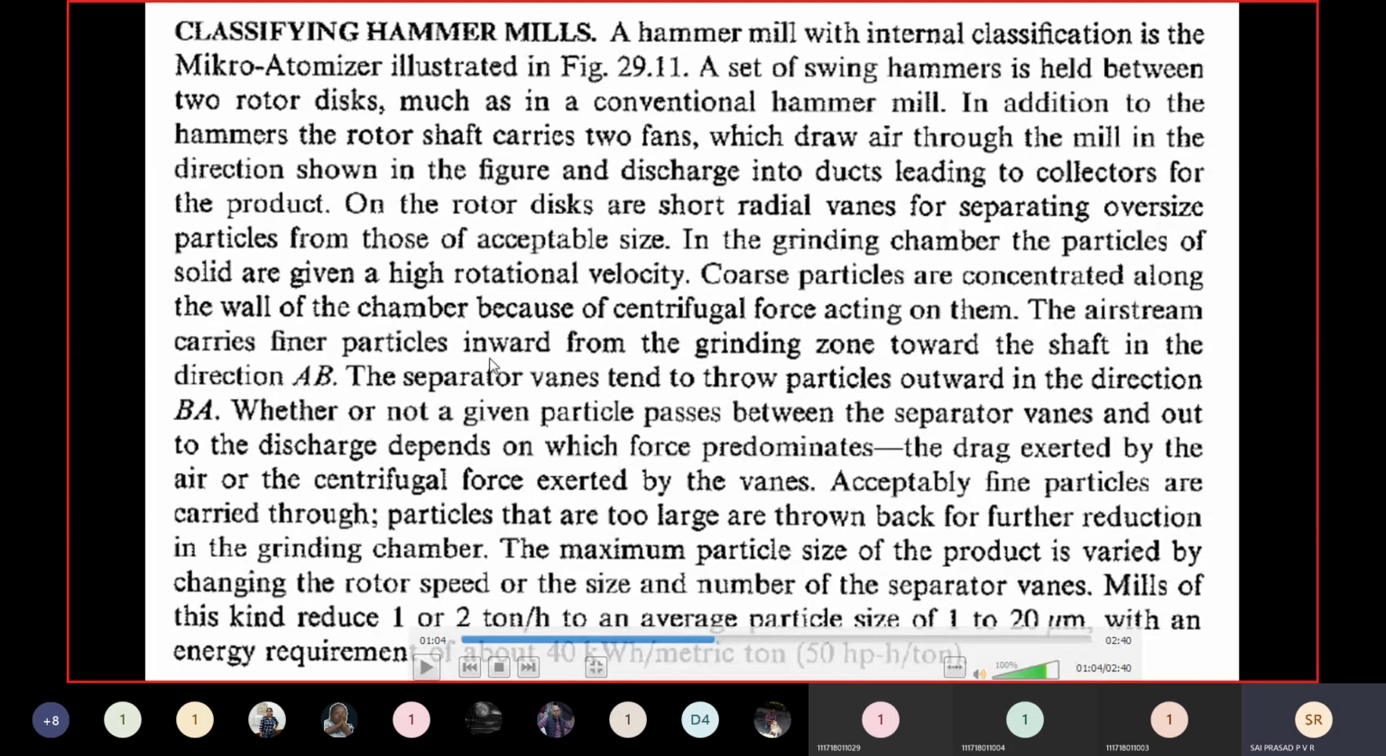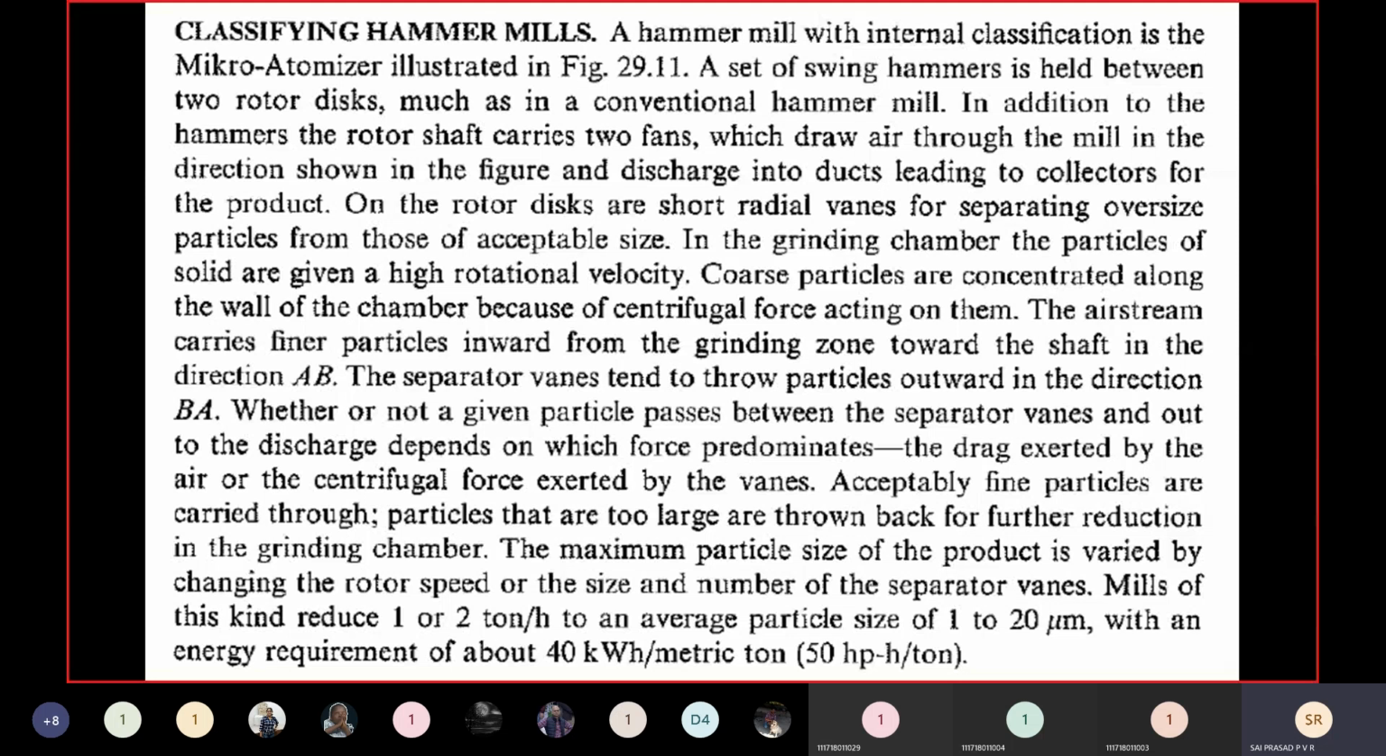The airstream carries the finer particles inward from the grinding zone towards the shaft. Why is it so? Since its size is small, it cannot experience any significant centrifugal force, and since air is continuously going through the small gap, because we cannot restrict the air. Once you pump the air, it goes out through a leakage, isn't it?